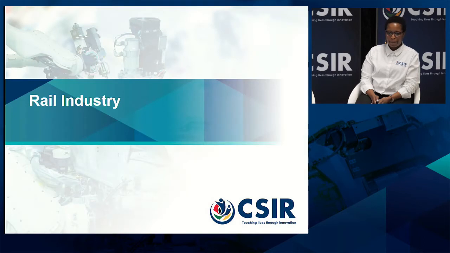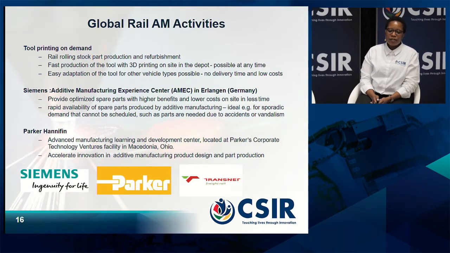of these companies. For the rail industry, Siemens has developed an additive manufacturing experience center that is based in Germany. So what they do is the 3D printing of rail rolling stock, which allows for the fast production of the tools and 3D printing on site at any time. And also it provides for optimization of the spare parts with a higher benefit and lower costs compared to when one has to rely on an external supplier, and these parts can be readily available.